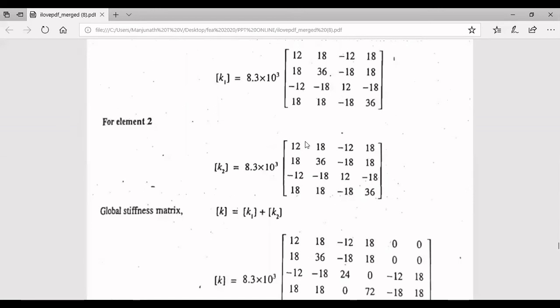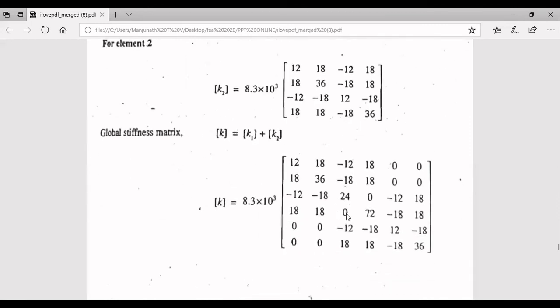This 12 into 12 gives 24. You can write it here, 24. Then minus 18 plus 18 gives 0 here. Then minus 18 plus 18 gives 0 here. Then 36 plus 36 gives 72. So only these four coefficient values are going to be added, and all remaining coefficient values of the first element remain the same. Similarly, all values of the second element also remain the same, and whatever empty places are here, we can keep them 0, because there are no values obtained for those particular combinations.